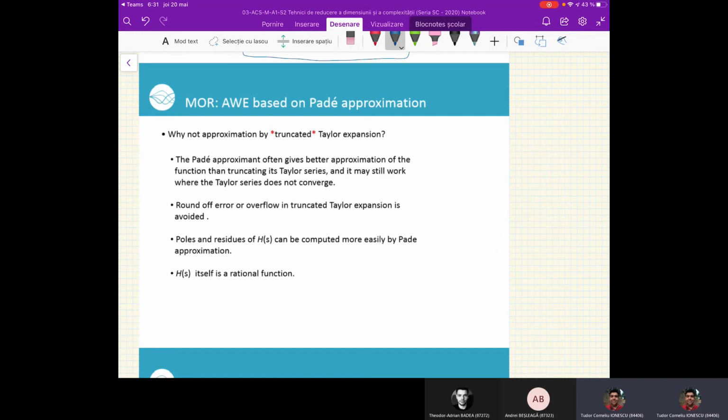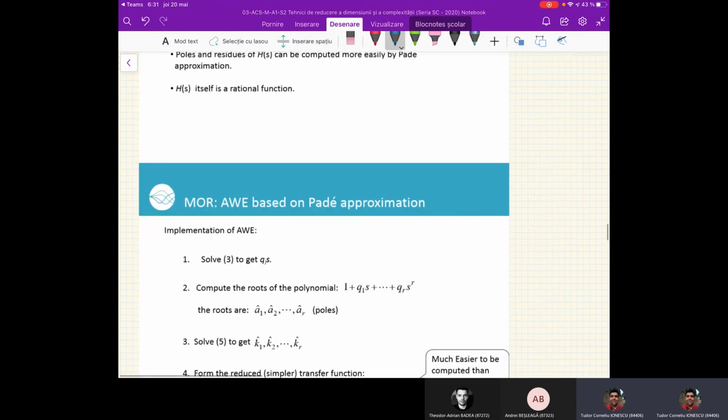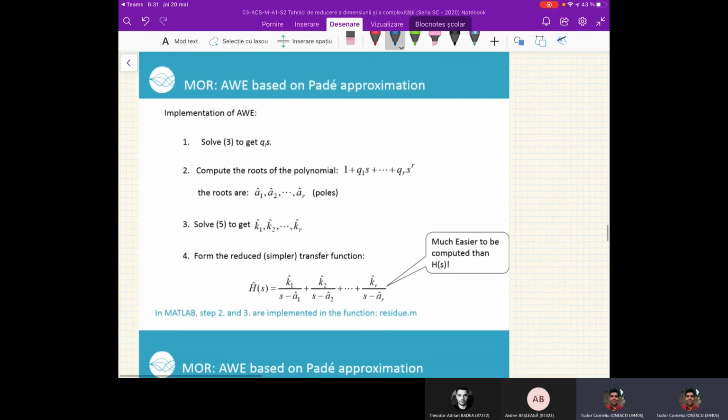Okay? So the Padé approximant often gives a better approximation of the function than truncating the Taylor series, and it still works if the Taylor series does not converge. I think it's good to do the Taylor series here. Okay? All right. So how do you implement the algorithm?